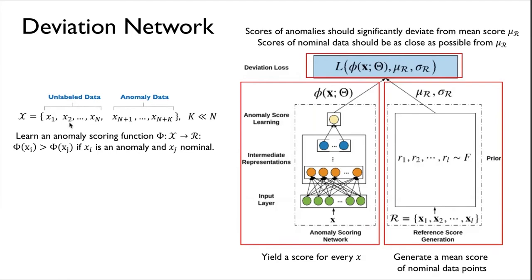Okay. So in the paper they mentioned there are two ways that you can generate this reference score. You can generate it from the set of unlabeled data, or you can generate it from a prior distribution that you define by yourself. So in this particular paper, they choose Gaussian normal distribution as a prior distribution for this reference score generation.